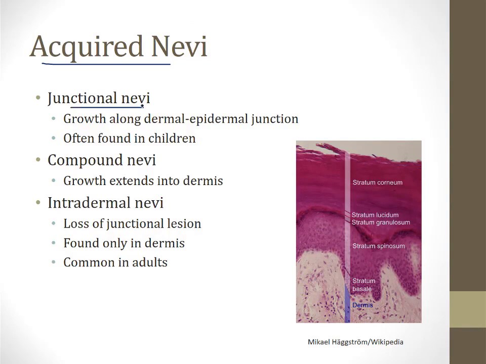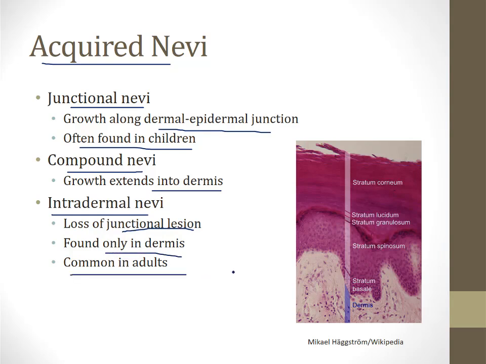Junctional nevi are those that grow along the dermal epidermal junction. These are commonly found in children. As we get older, we often develop compound nevi. These are nevi where the growth extends into the dermis. And then finally, intradermal nevi are nevi that have lost the junctional lesions, and the nevi are found only in the dermis, and this is common in adults. This makes more sense if we draw a picture, so let's do that now.